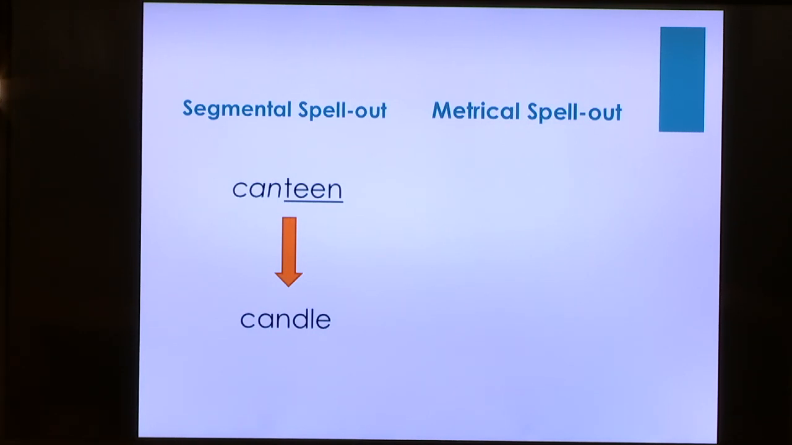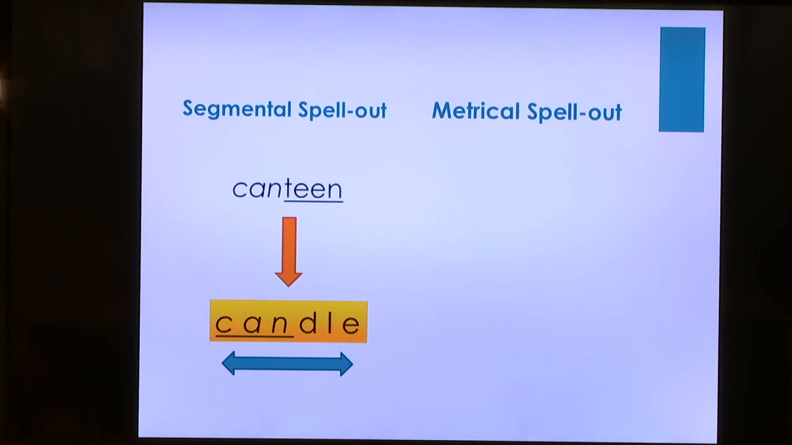So here's an example of the lengthening that I was talking about. If we say canteen candle, we know that candle will lengthen because of the similar segmental spellout between these words. They both have can as the initial segment. So what happens when two words have similar segments and the same stress pattern, like candy candle?